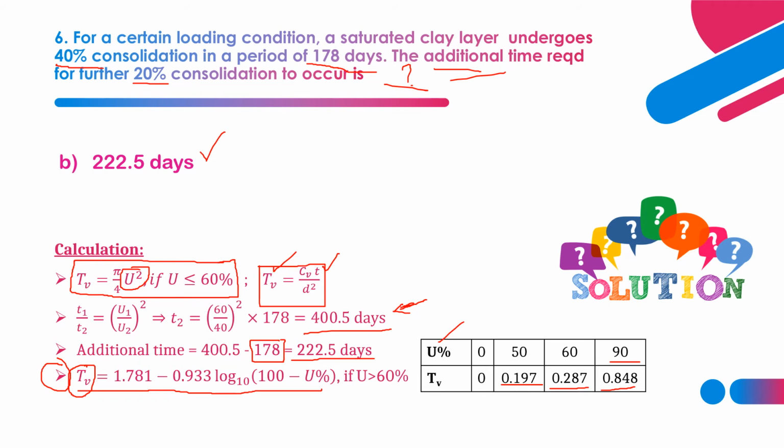We have to remember: for 50% it is 0.197, for 60% it is 0.287, and for 90% consolidation the TV value is got by using the formula 1.781 minus 0.933 log base 10 of (100 minus 90), which gives the answer as 0.848. So these are three important data we have to remember. Now let's move on to the seventh question.